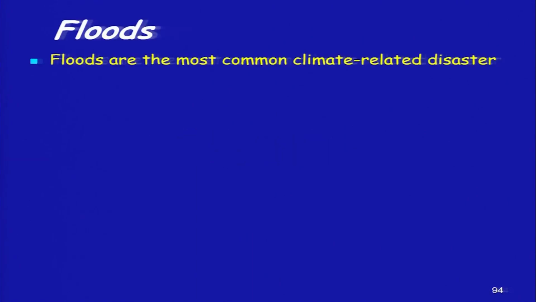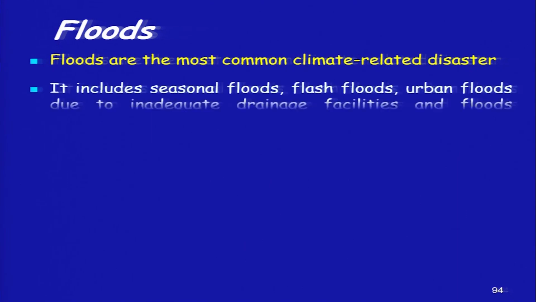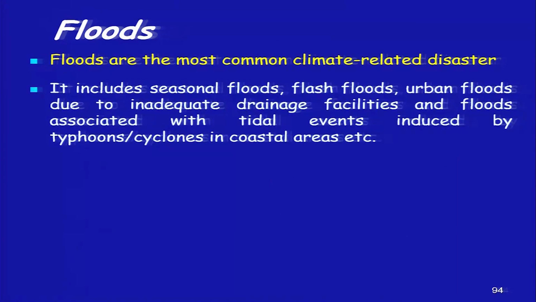Coming to floods, floods are the most common climate related disaster. It includes seasonal flooding, flash floods, urban floods. Now, urban floods are mainly because of the inadequate drainage facility, and floods associated with tidal events which are induced by typhoons, cyclones in the coastal areas.